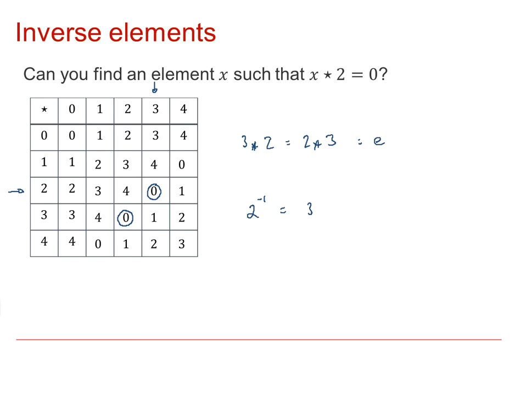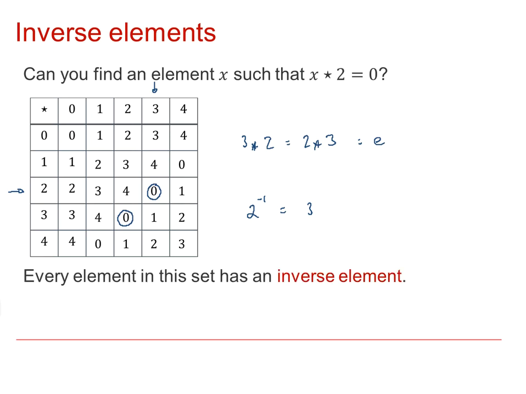So in general, we say that A combined with its inverse element, A inverse, gives us E. So every element has an inverse element, so if A has an inverse A inverse, then we can say that A inverse A is equal to E, the identity.